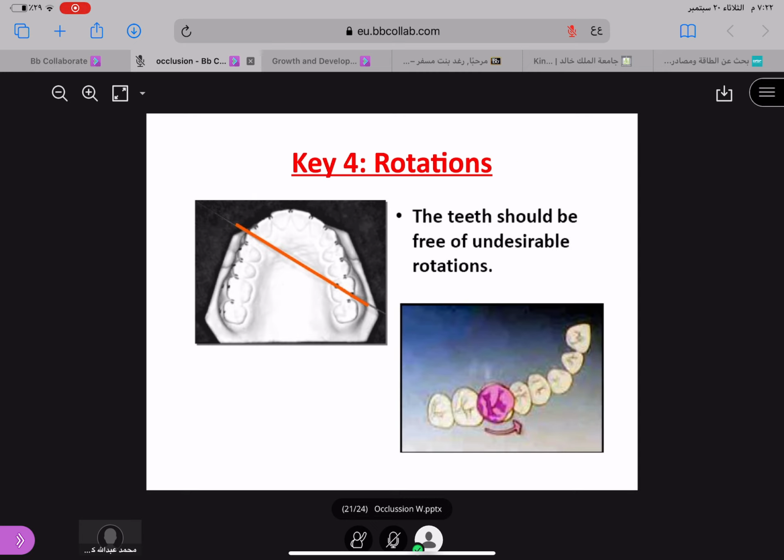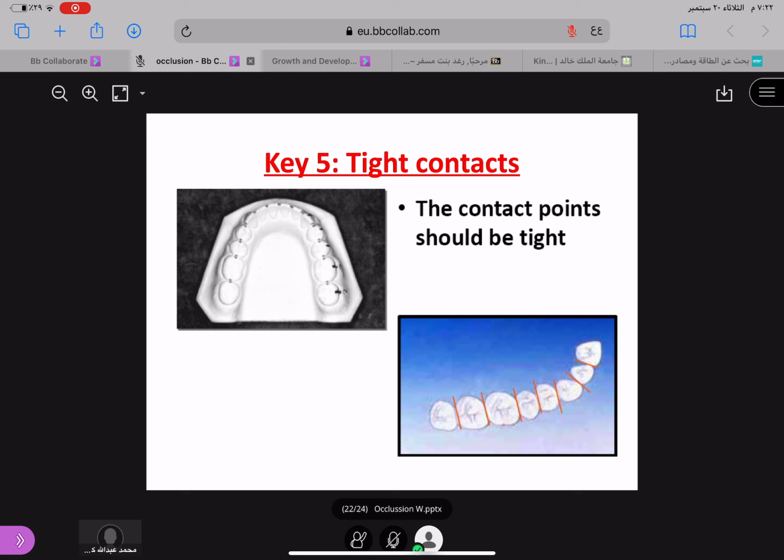The fourth key is very easy. There should be no rotation. The teeth should be free of undesirable rotations. They should be aligned properly. If you can see here the marks, all the black spots, they are in one line. They are not rotated. So there should be no crown rotations. The fifth key is tight contacts, meaning interdental contacts should be tight. There should be no gap between the teeth, ideally.